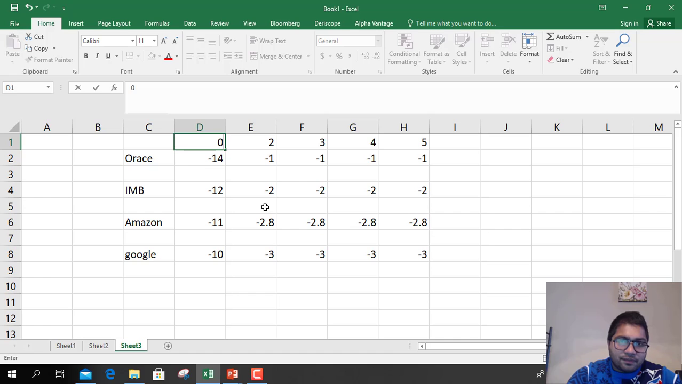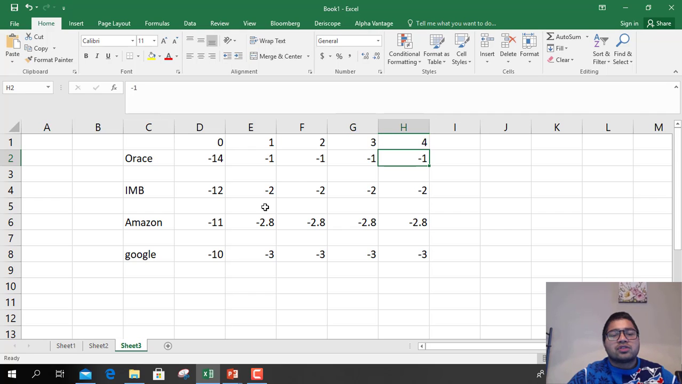so let's say this is 0, 1, 2, 3, and 4. So what is happening? You're deciding which cloud computing platform you should choose. Google, you're spending $10 right now and $3 every year for the next 4 years, right? Let's say it's million. 10 million right now, 3 million each year for the next 4 years.